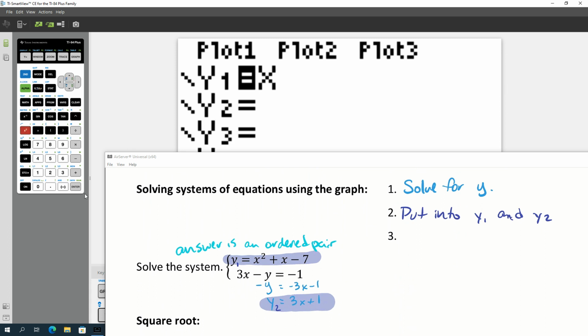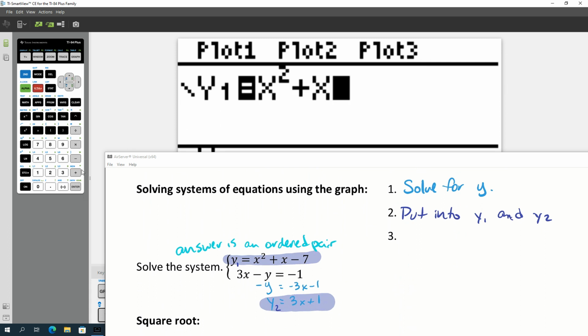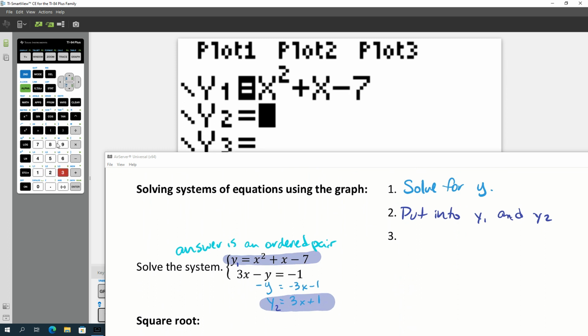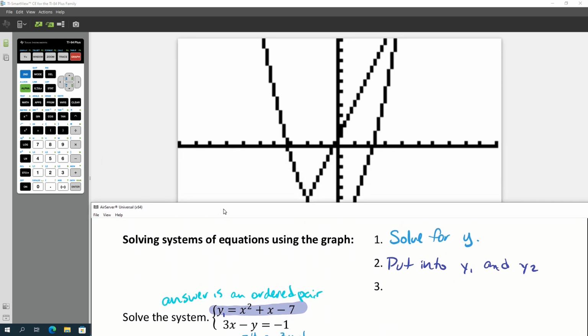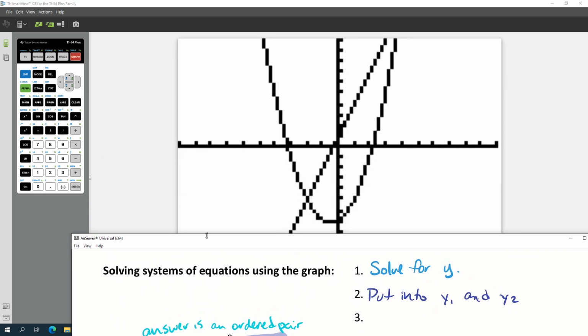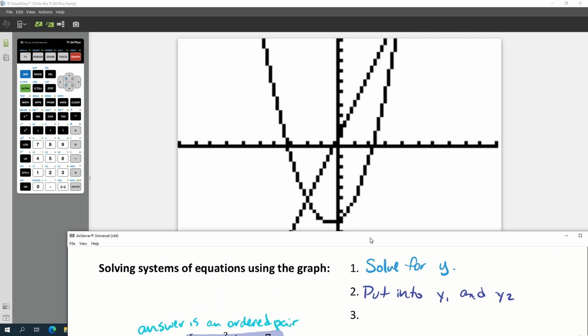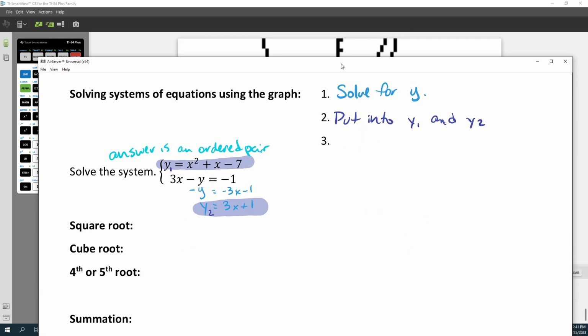Now, if my mouse will work, these should be pretty simple to type in. All right, and so this is a parabola and a line. There's either going to be two solutions, one solution, or no solution. What do y'all think for this one? Two. So we're going to do basically the same thing we just did, but we're going to give the x and the y as the answer.